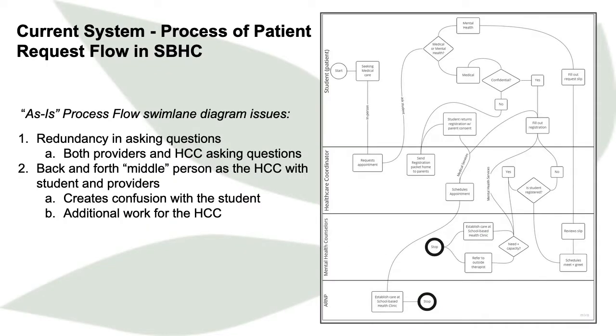Thank you. Looking at the current system, specifically the process of patient request flow in the school-based health center, this is an as-is process flow that looks at the student, the healthcare coordinator, mental health counselors, and the advanced registered nurse practitioner when a student comes in requesting services. Some issues we notice from this diagram are redundancy in asking questions. Both the providers and the HCC are asking the same questions to the student. There's also a back and forth, with the HCC as a middle person between the student and providers. This causes confusion for the student as well as additional work for the HCC. I'll now hand it off to Piyush.